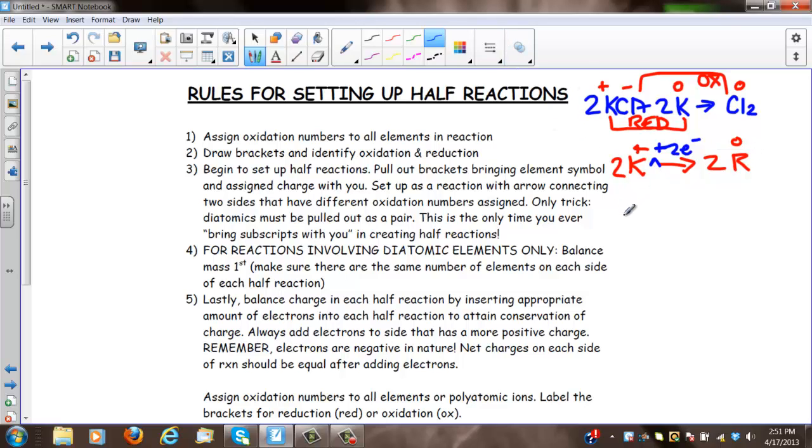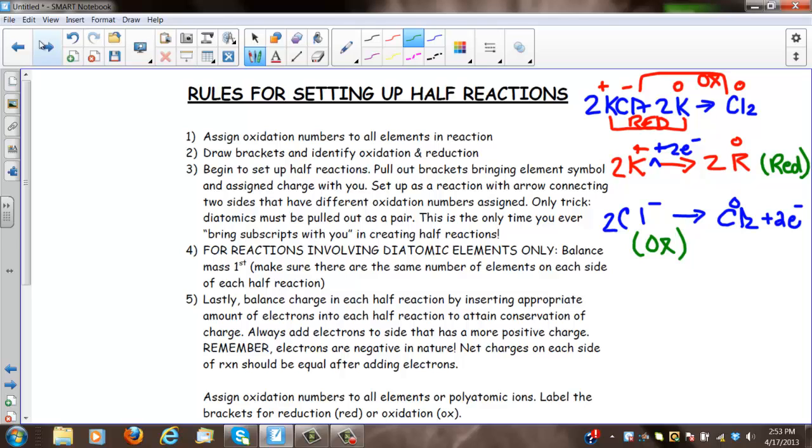My other equation is Cl minus going to Cl2, 0. Well, the first thing that you want to do is balance your mass, so you're going to put a 2 here. So 2 times -1 is a -2. So I need to add 2 electrons to the right side. So now I have a -2 on the left and a -2 on the right. So K plus going to K0, this is my reduction reaction, and Cl minus going to Cl0 is becoming more positive. This is my oxidation reaction.